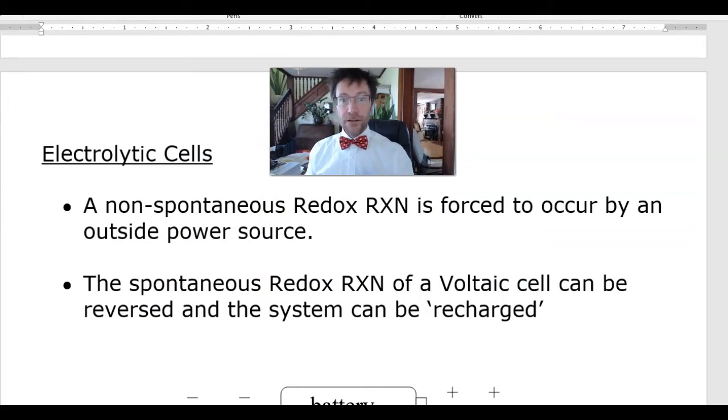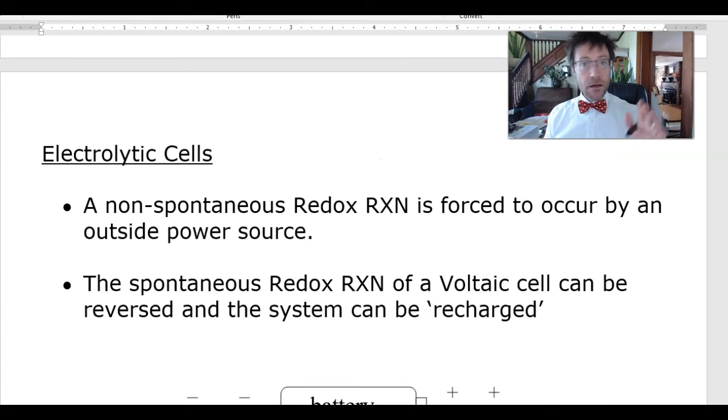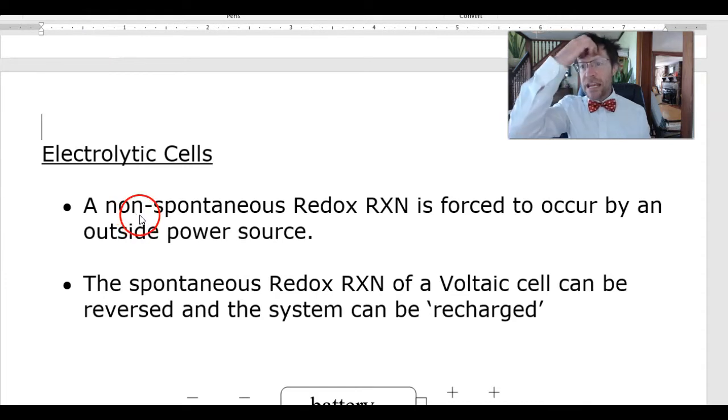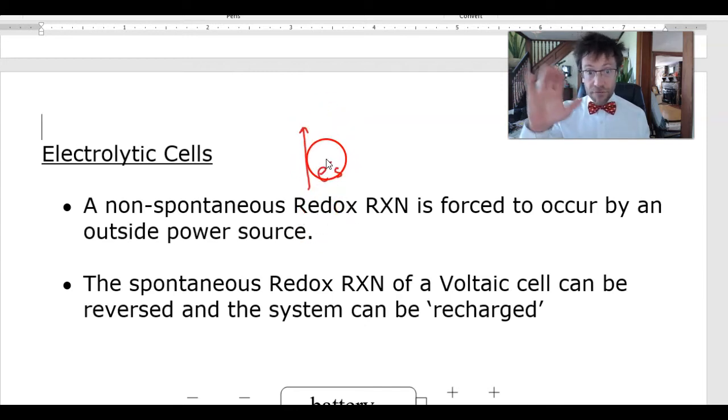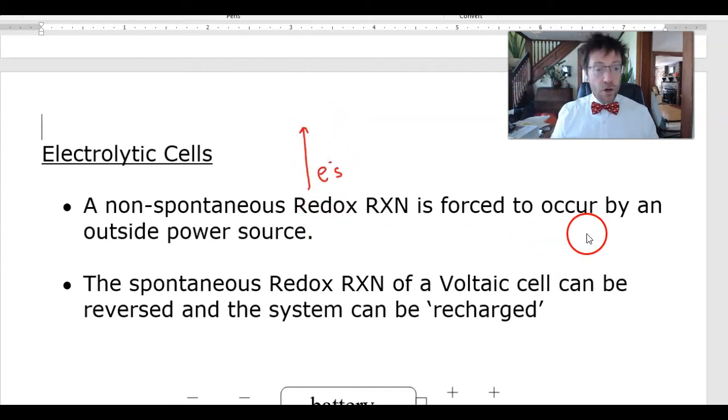Okay, so electrolytic cells. Here is the deal with electrolytic cells. It is a non-spontaneous redox reaction. In other words, the electrons are probably going up. They are climbing on Table J. They are not falling down, and it is forced to occur by an outside power source.